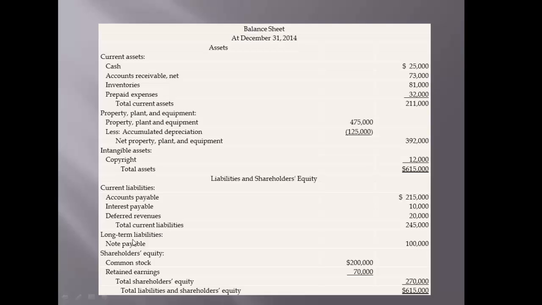Now, long-term liabilities are obligations that will not be satisfied in the next year or the operating cycle, whichever is longer. And under long-term liabilities, we have notes payable, which is a long-term notes payable. We could also have bonds payable being reported under long-term liabilities.